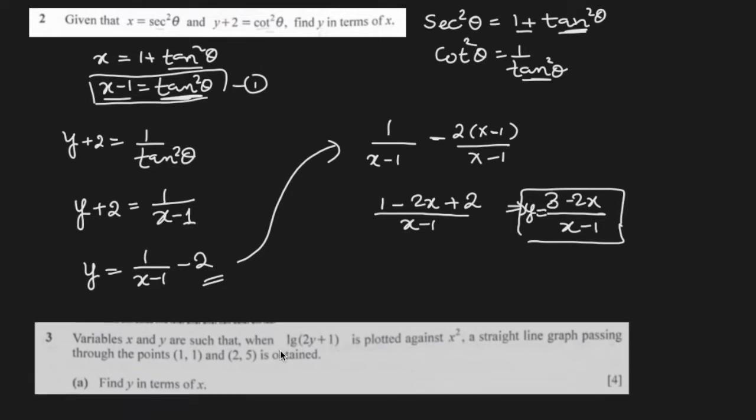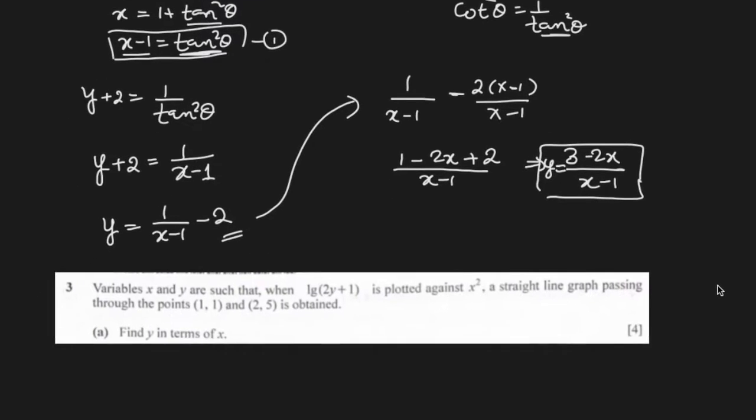Okay, what next? Question number 3. Variables x and y such that log of 2y plus 1 is plotted against x square. So let me plot it. Against x square, so x square is here. Whenever they say against, that should be the horizontal axis, and vertical will be log of 2y plus 1. It passes through these 2 points, 1, 1, somewhere here, and 2, 5, somewhere here. Okay, and I will join them with a line. Let me write the coordinates: 1, 1, and this is 2, 5. Find y in terms of x.